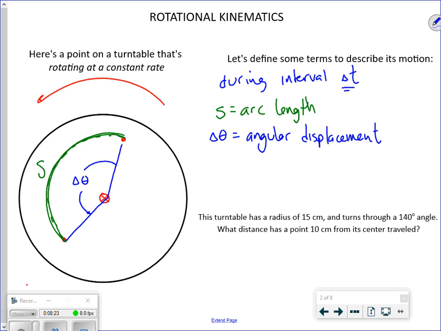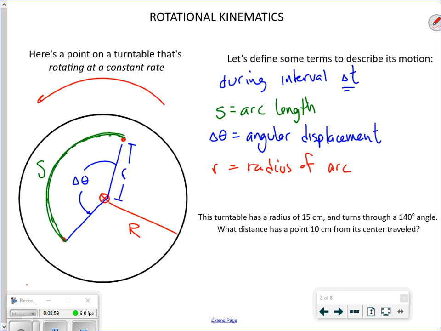All right, and while this whole disk might have a radius capital R, the radius of this point's path is little r. All right, so r is the radius of the circular path. Radius of arc, how about that? All right.